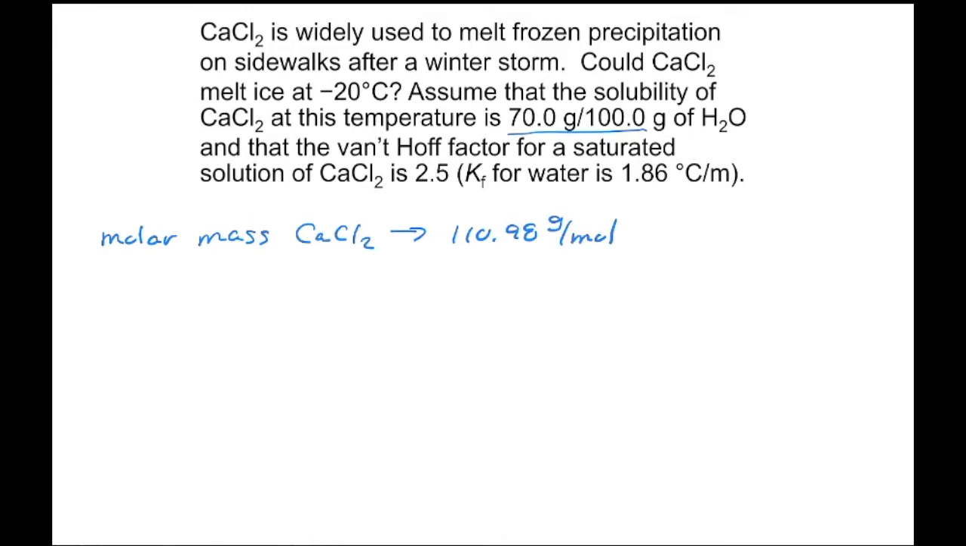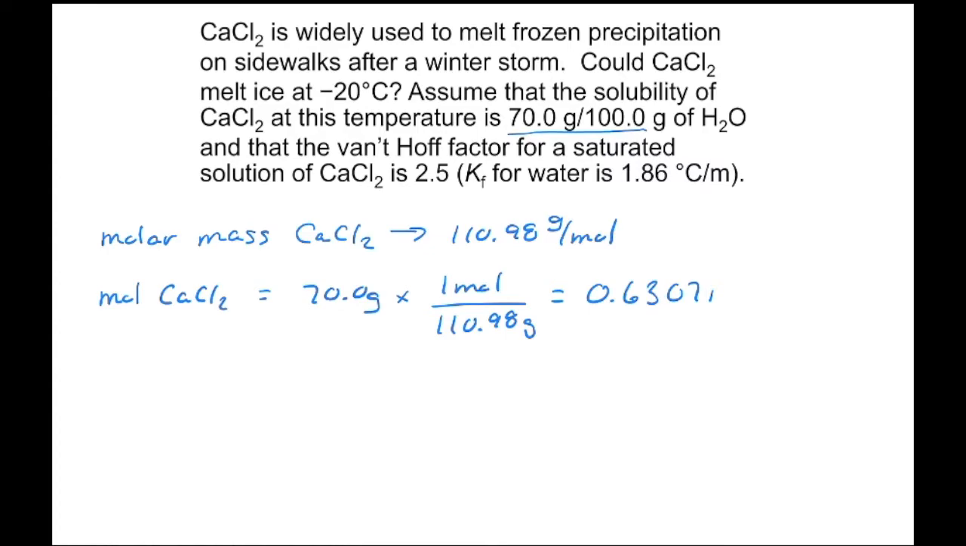Right, so now we need to figure out the moles of calcium chloride that we have in that 100 grams of water. So moles of calcium chloride is going to equal what we started with, so 70.0 grams of calcium chloride, and then we're going to divide that by the molar mass. And that's going to give us 0.6307 moles. Okay, so that's how many moles of solute.